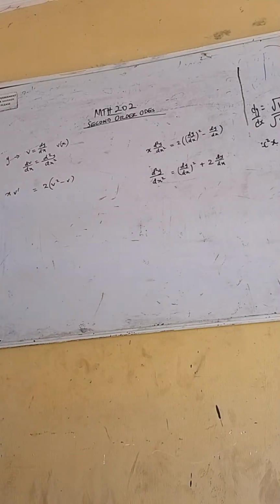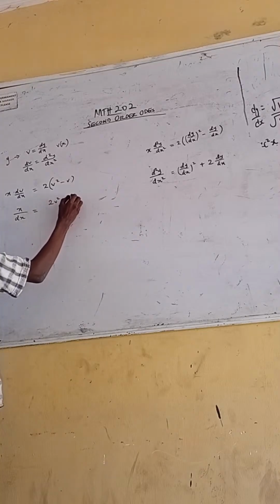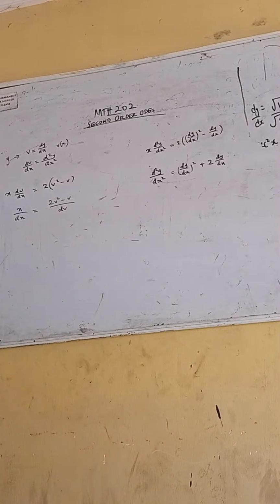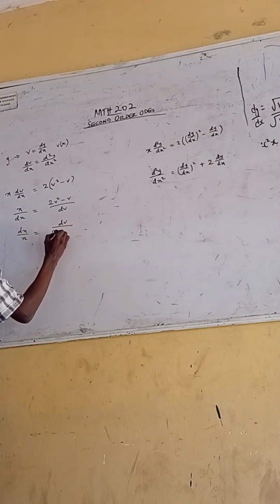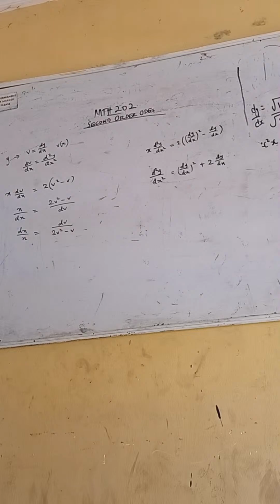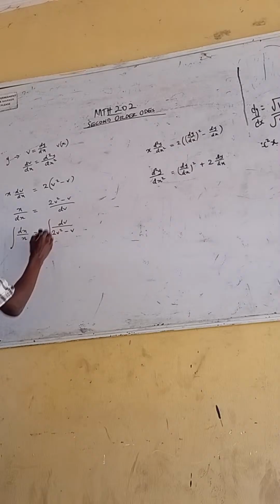x V prime. I'm still going to rewrite it. Everything here is now a function of V. Let me write it: x dV/dx equals 2V squared minus V. You cannot transpose or whatever. So dx over x equals dV over 2V squared minus V. So what else do we have here? We integrate both sides.